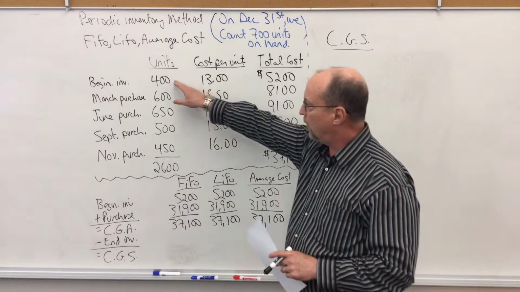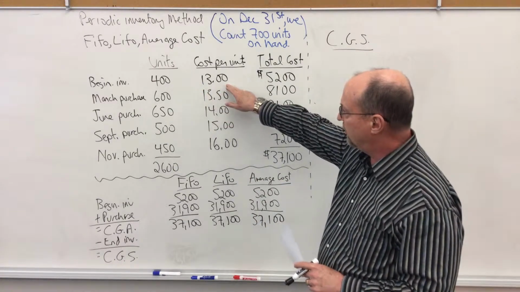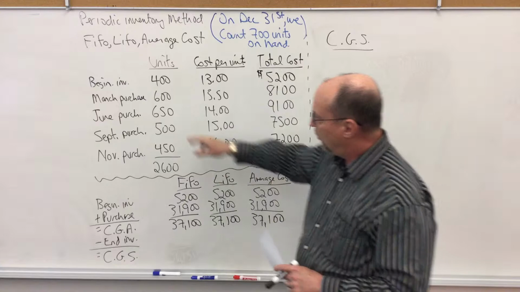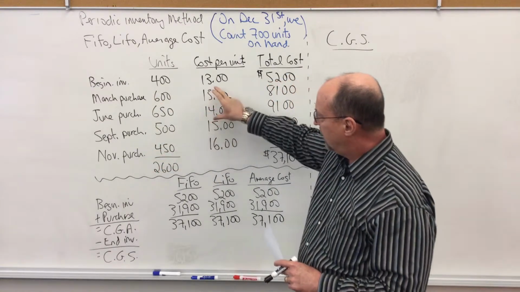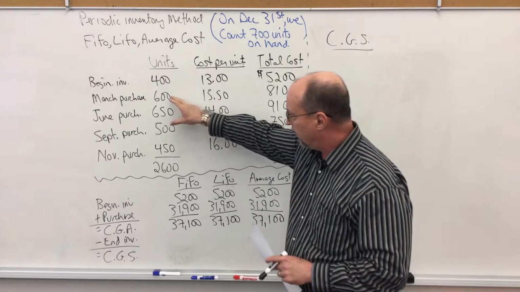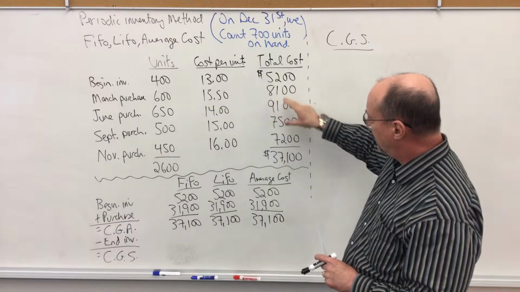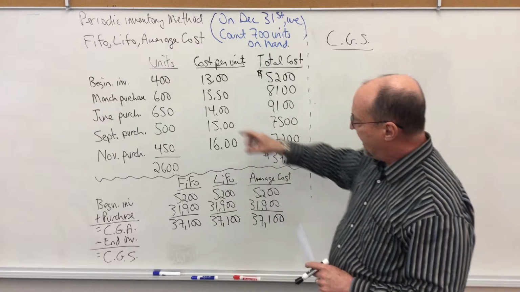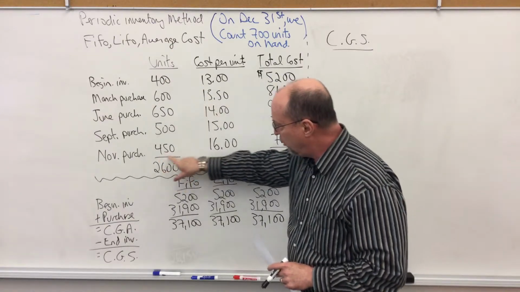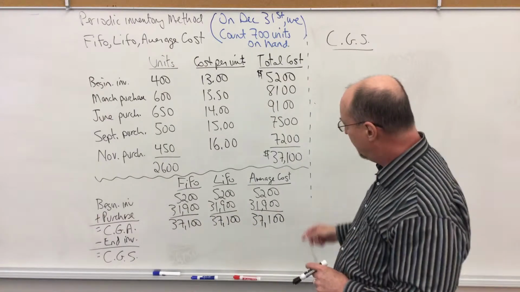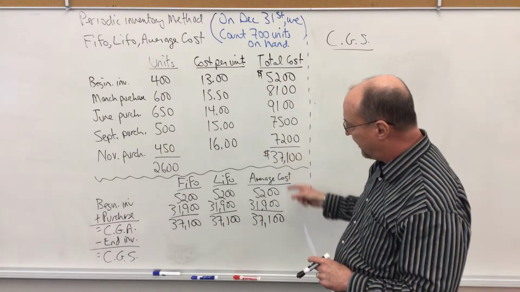Beginning inventory, 400 units, paid $13 a piece, that's $5,200. We had 4 purchases during the year. These are the units we purchased. This is the cost per unit, multiplied across is 80, 100, 91, etc. You add up your beginning inventory plus your purchases. These are all the units we had available for sale. And this is the cost of goods available for sale.